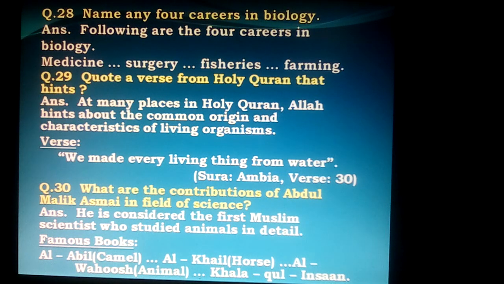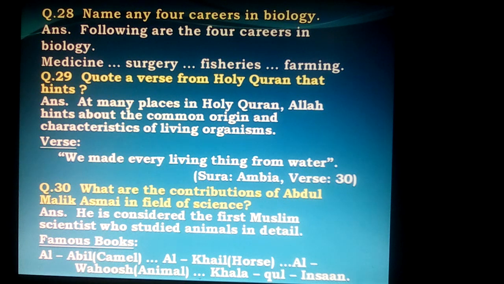Question number 28 says, name any 4 careers in biology. What careers can you join after completing your biology? The following are 4 careers in biology: medicine, you can go to medical colleges, then surgery or some specialization, fisheries and farming. These are the 4. There are many others we have discussed before, but you can give these 4 names.